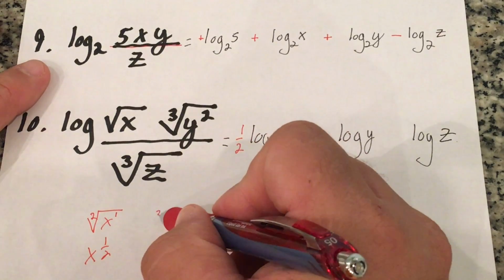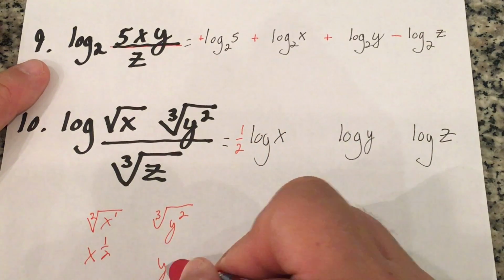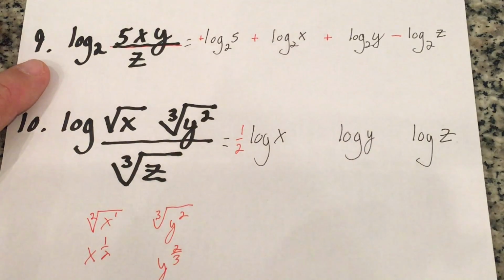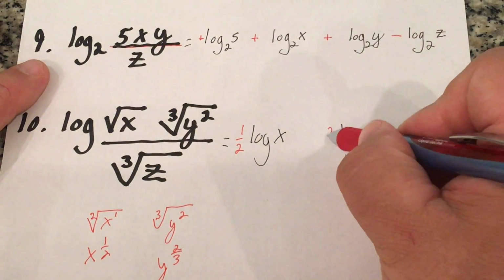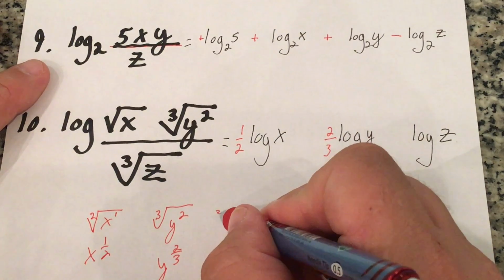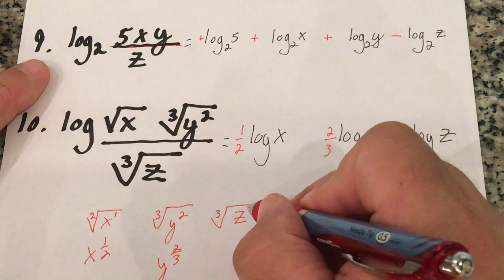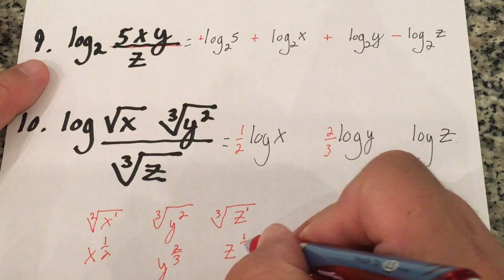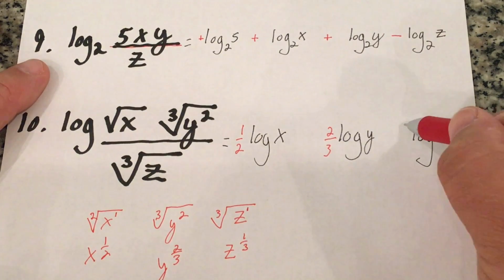This here, the cube root of y squared, I can rewrite that as y to the 2/3. But instead of putting the 2/3 up in the exponent, I'm going to bring it out front of the log. Then this is z, the cube root of z. I can rewrite that as z to the 1/3. And instead of putting that 1/3 as the exponent, I put it as a leading coefficient.